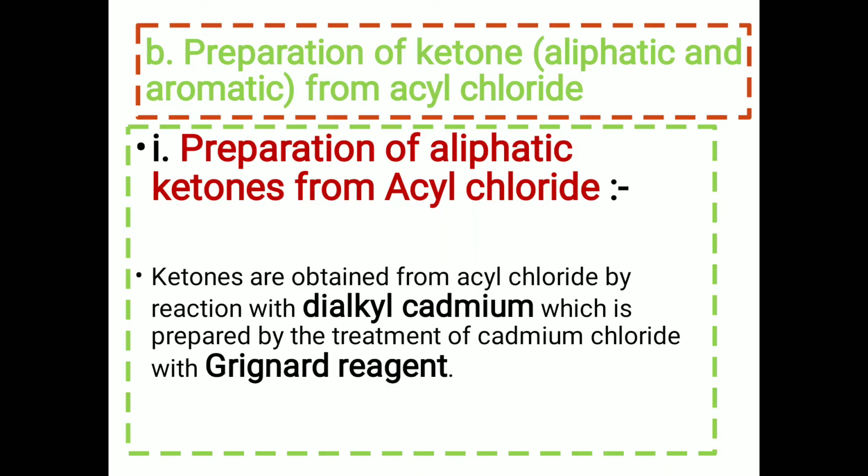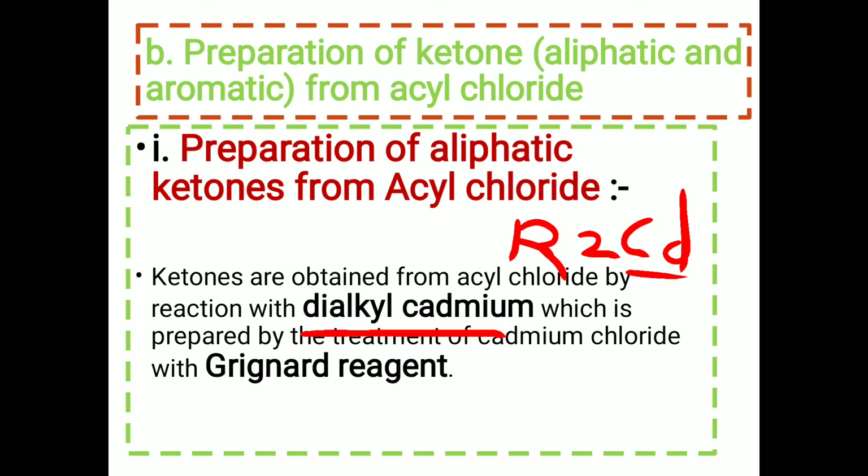Now the second one is the preparation of ketone, that is, from acyl chloride we get both aliphatic and aromatic ketones. First of all we study the preparation of aliphatic ketones from the acyl chloride. Acyl chlorides means RCOCl. For this we use the dialkyl cadmium. Dialkyl cadmium means R2Cd.